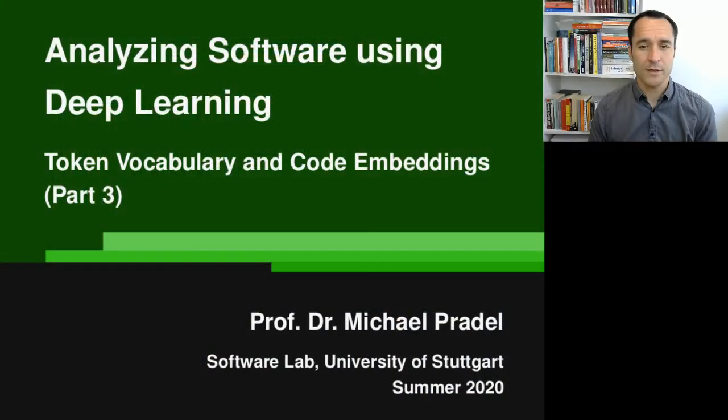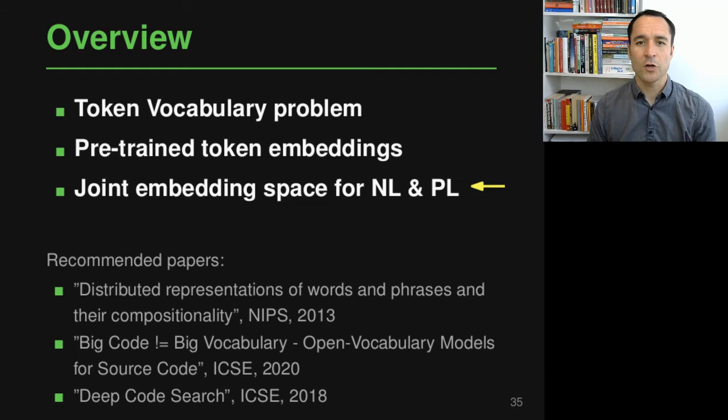And what we'll do in this third part is to look not only into how to learn embeddings for tokens in a programming language, but how to learn a joint embedding that covers both natural language information and programming language information. This third part will be mostly based on this paper that you see down here, which is called Deep Code Search. So if you're interested in more details, please have a look at this paper.